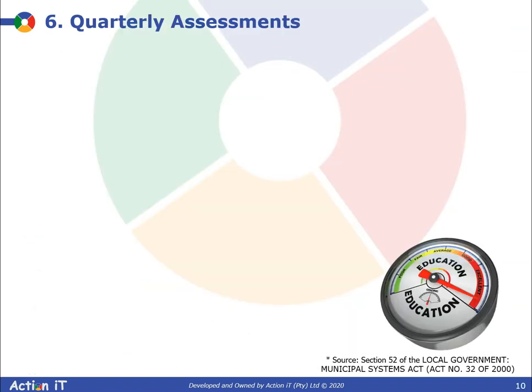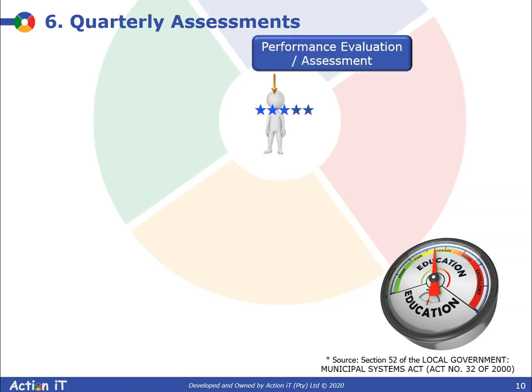Let us now take a look in more detail at the performance evaluations and assessments the organization should carry out on a quarterly basis. Usually the assessment and evaluations are carried out using a rating scale of 1 to 5. At municipalities in South Africa, this is guided by Section 52 of the Municipal Systems Act 32 of 2000. For the purposes of this video, we are not covering the requirements of the section in our presentation.